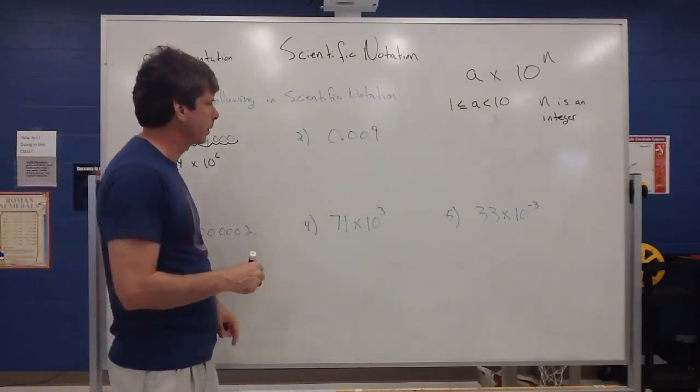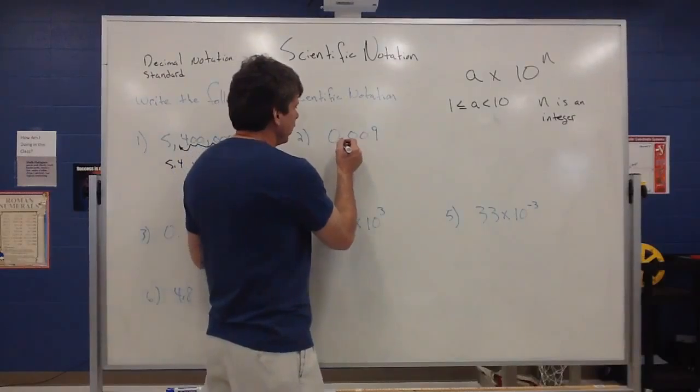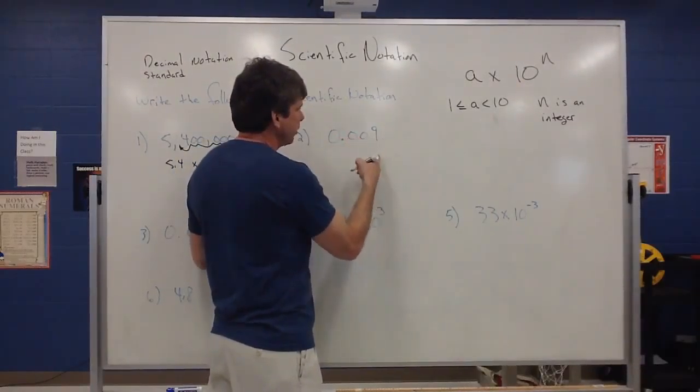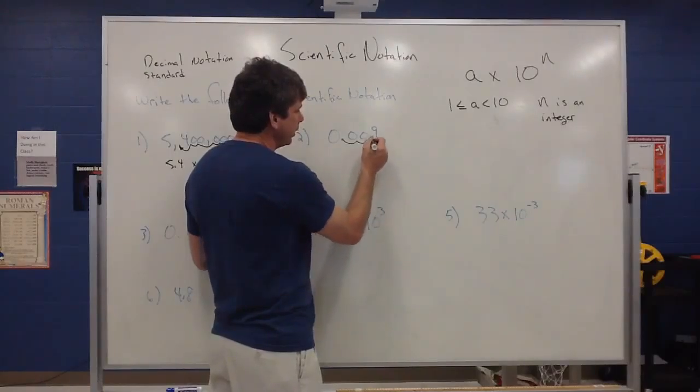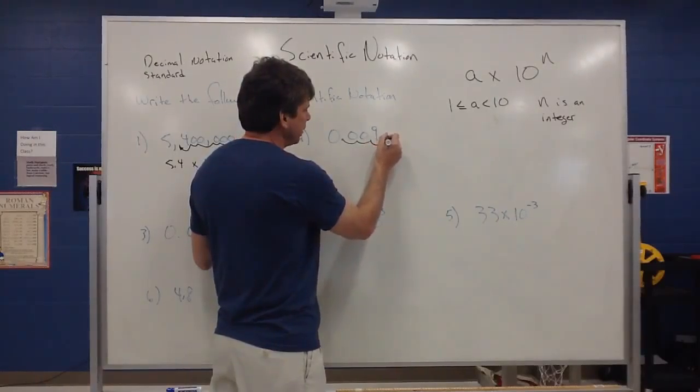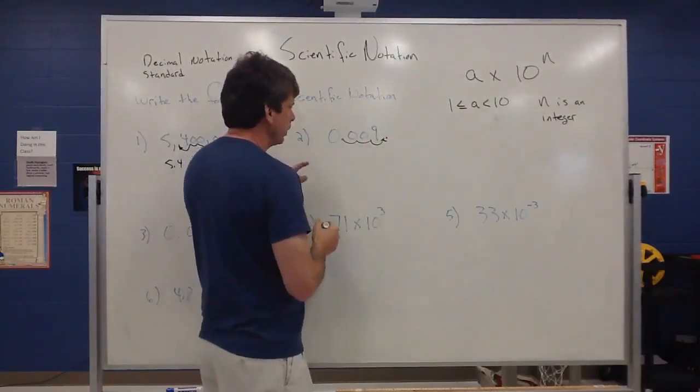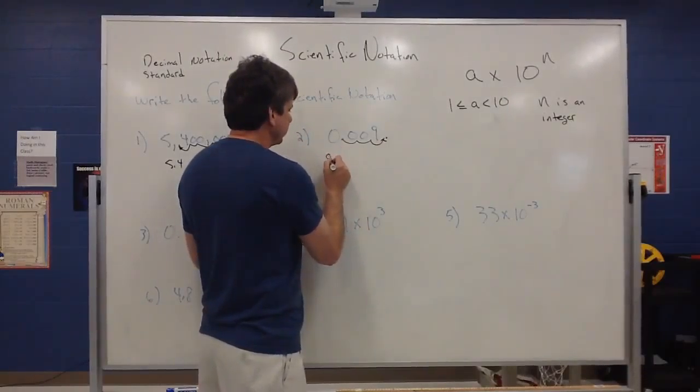Let's look at this example. I got to make the decimal move till I get a number between 1 and 10. If I move it there, that's only 0.9. I actually got to move it to the other side. I got to move it over to that spot. So when I do that, what I end up with then is this 9.